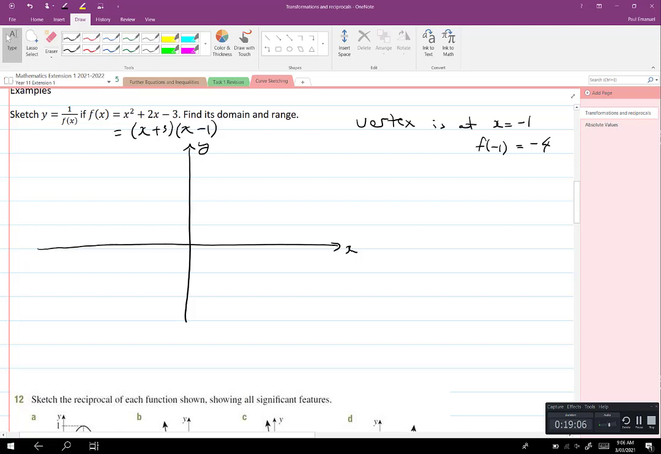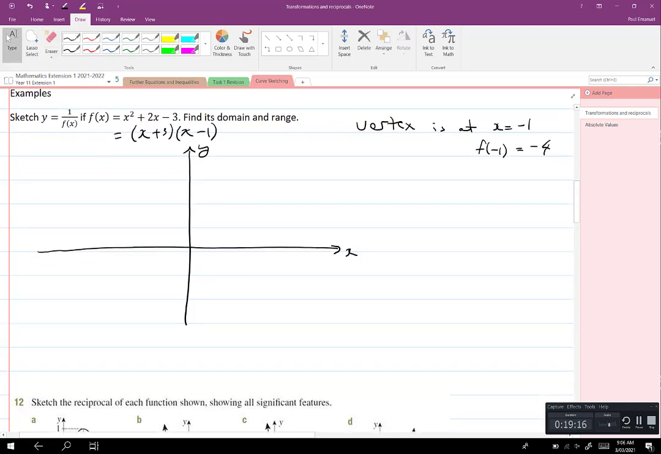So then I sketch my parabola, trying to be relatively accurate today. Try that again, I think. You need to know the y-intercept? Yep. So it's minus 3, is it? Yeah. Wait, isn't it minus b over 2a?